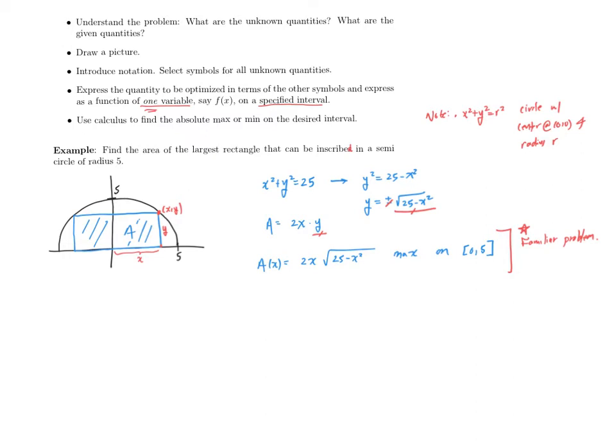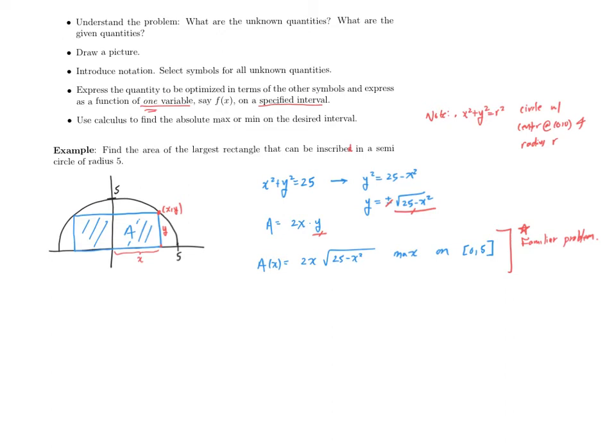So we need to do what? Find any critical points in between 0 and 5, evaluate the function at the critical points and the endpoints of the interval. Once we have done that, we have a list of values, the largest of which will be the absolute maximum. So let's dig in.